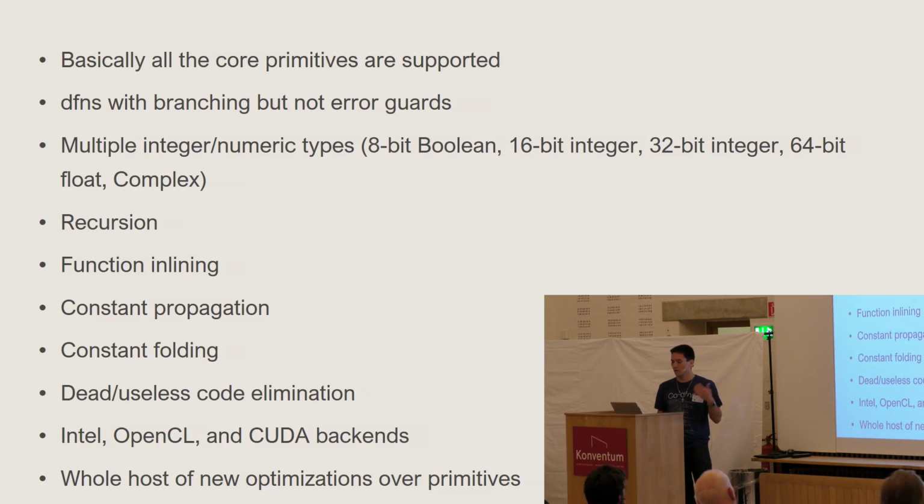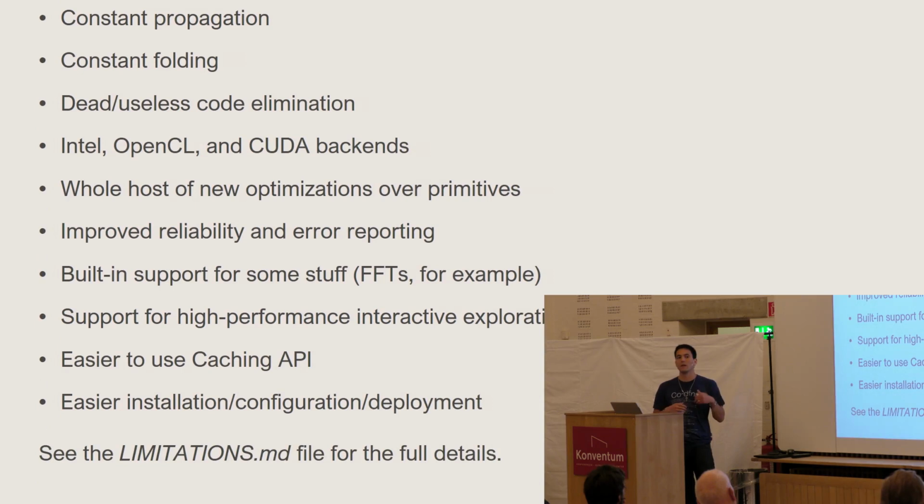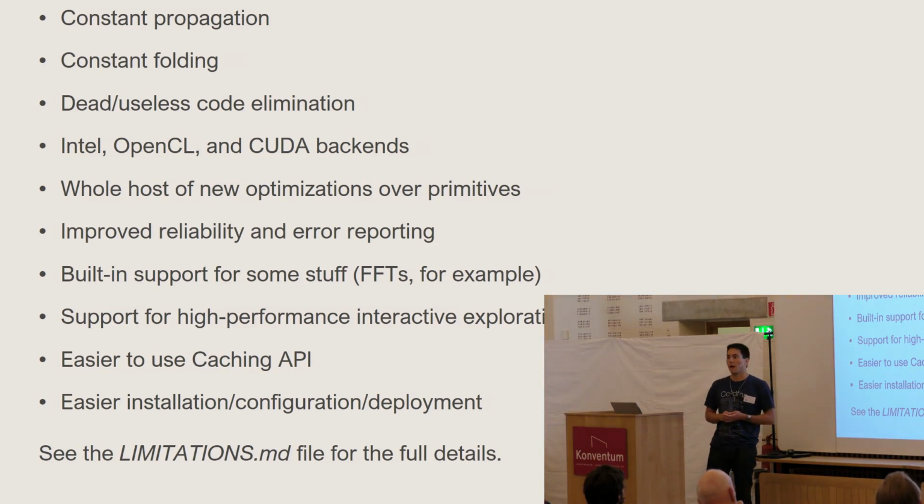You get all the basic compiler optimizations like recursion, function inlining, constant propagation, constant folding, dead and useless code elimination. You can run this on an Intel, OpenCL, or CUDA backend. The CPU and OpenCL will work for pretty much every computer, but some people have reported stability issues on Linux because of the AMD drivers.